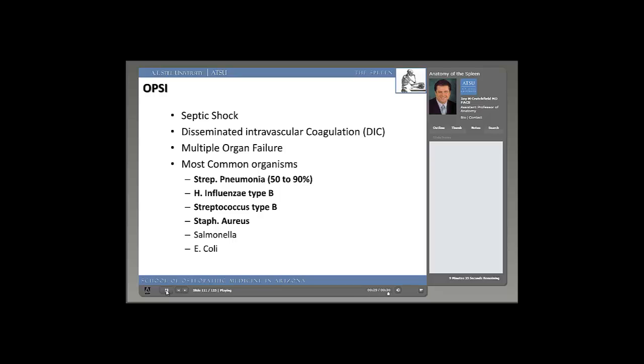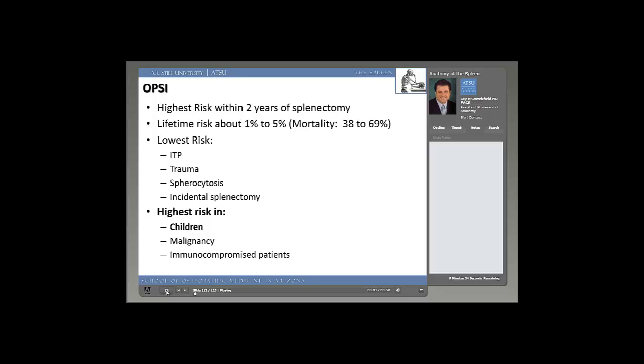Overwhelming post-splenectomy infection is highest in children, of course, in those who suffer from a malignancy, and in immunocompromised patients, such as someone who's had chemotherapy or even HIV. The lowest risk occurs in our trauma patients who usually present and are normal, healthy adults. Spherocytosis, ITP, and incidental splenectomies that result from taking down the colon or the splenic flexure or from gastric surgery present the lowest risk for OPSI.